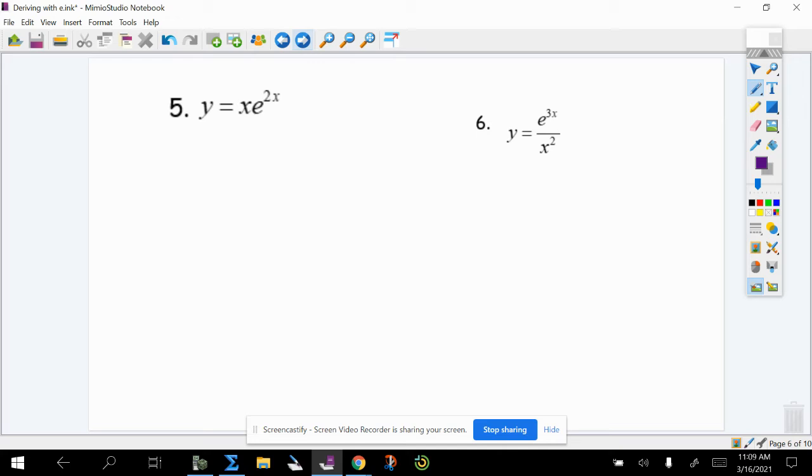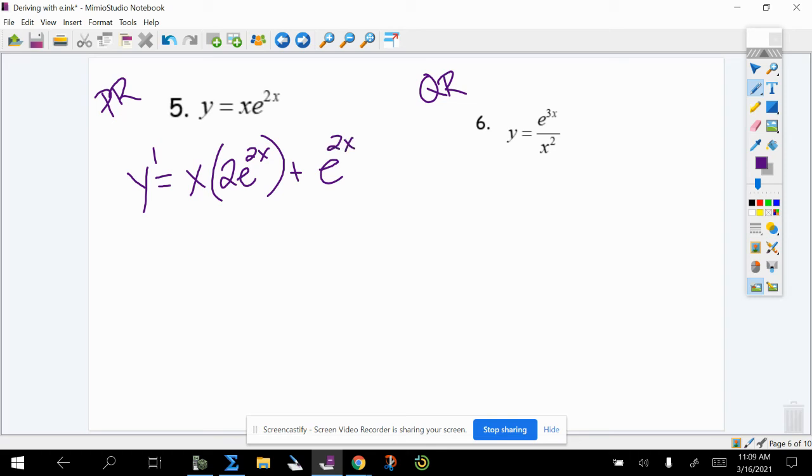These two are my favorite two rules to do side by side. The fifth one is a product rule, and my sixth one is a quotient rule. I usually do those back to back purposely. So first times the derivative of the second, derivative of e to the 2x is 2e to the 2x, plus second times the derivative of the first, the derivative of x is just 1, and you can leave your answer like this.